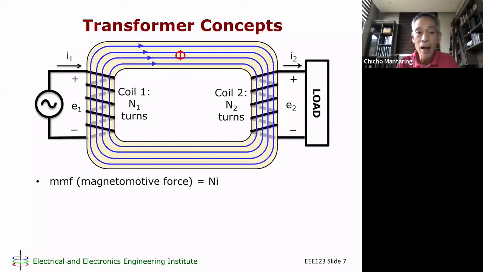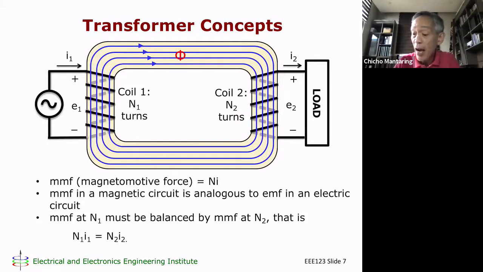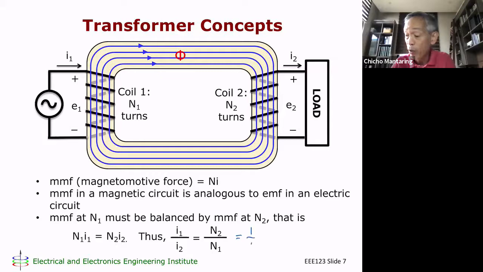But don't worry about that now. I just have to introduce the concept of magnetomotive force, which is N times I. And the magnetomotive force produced in coil 1 should be balanced by the magnetomotive force produced in coil 2. So I have N1 I1 should be equal to N2 I2. Thus, I1 over I2 is equal to N2 over N1. If we use the symbol A, this is equal to 1 over A.